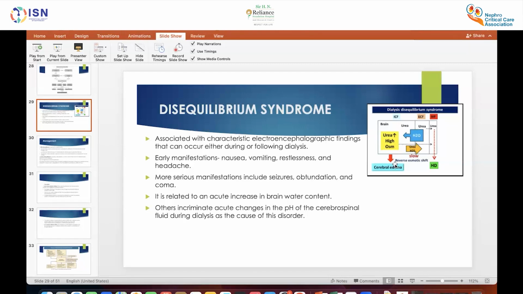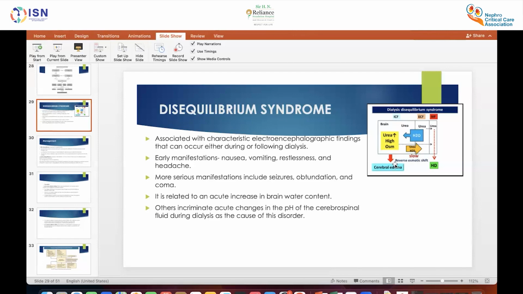Usually in an acute care setting, like when you are facing acute kidney injury patients, rapidly removing the urea doesn't cause disequilibrium. It happens when there is chronic kidney injury, chronic kidney disease, and the patient is having a very high amount of urea reserve in the body. So that's why there are certain criteria and risk factors which you have to see.